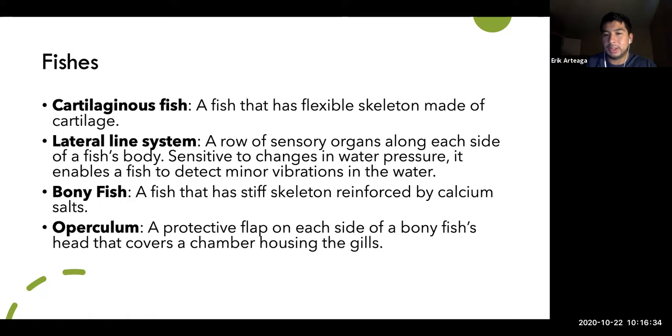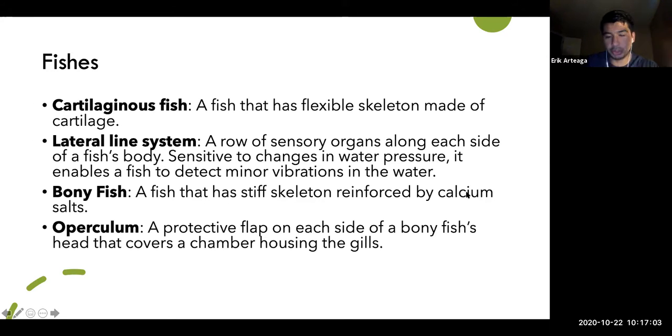I'm sure everyone's seen the sharks or the documentary on sharks. They do have these electrical sensors in the front of their faces or in front of their jaws, where they can actually detect electrical impulses of fish, right? So again, this is going to be similar to the lateral line system, where it's a sensing organ that can detect minute changes and pressure changes in the water. Okay, so bony fish, a fish that has stiff skeleton reinforced by calcium salts.